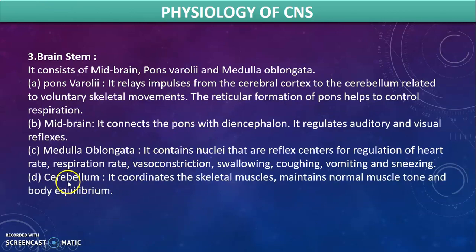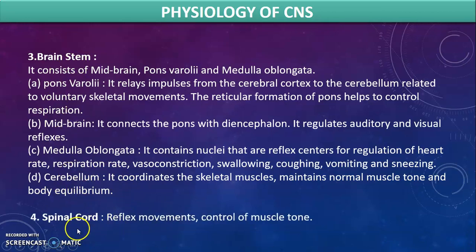Then the fourth part of our brain stem is the cerebellum. It coordinates the skeletal muscles, maintains normal muscle tone, and body equilibrium. These are the parts of the brain stem and their functions. Then the last part is the spinal cord. It is involved in reflex movements, and control of muscle tone is also a function regulated by the spinal cord.